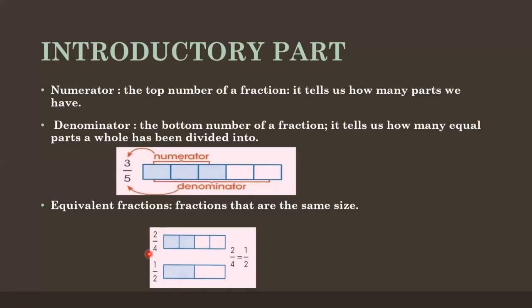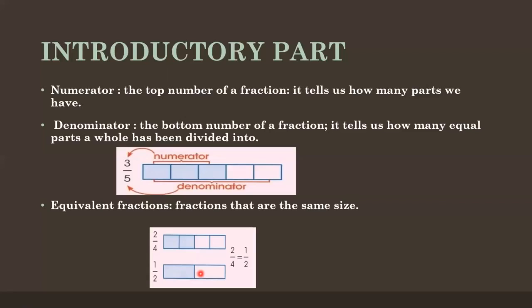concentrate on the larger fraction and just try to simplify it where both the numerator and denominator come in the same multiplication table. Here 2 and 4 come in 2's table. That is 2 ones are 2, 2 twos are 4. So 2 ones are 2, so the numerator has been replaced as 1. 2 twos are 4, so the denominator has been replaced as 2. So this 2 by 4 is also the same as 1 by 2. So this is also 1 by 2 and this is also 1 by 2. So these 2 are equivalent fractions.